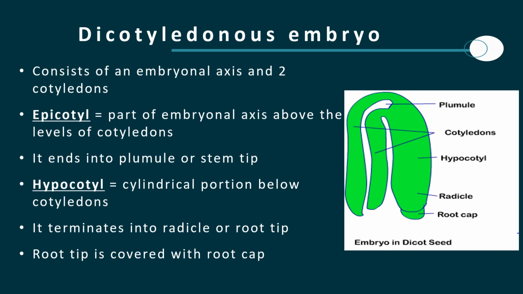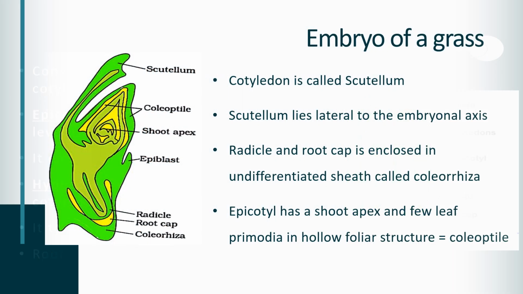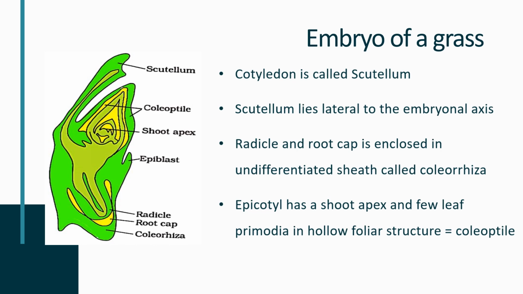A monocot embryo will have a single cotyledon. This is the embryo of a grass where the cotyledon is known as scutellum. Scutellum lies lateral to the embryonal axis. The radicle and root cap are enclosed in a mass of undifferentiated cells known as coleorhiza. The epicotyl has the shoot apex and a few leaf primordia in a hollow foliar structure known as coleoptile.